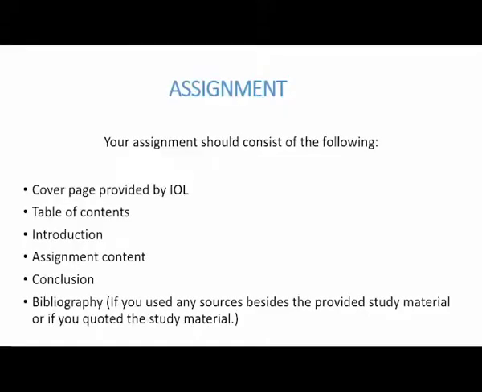The next thing is that you must have the assignment content. You need to prepare, do some research, and read a lot. You need to know the content, and then you will be able to do the assignment.